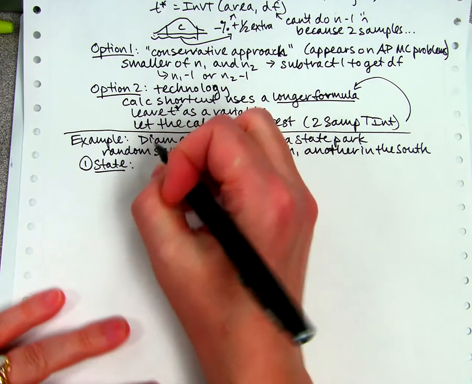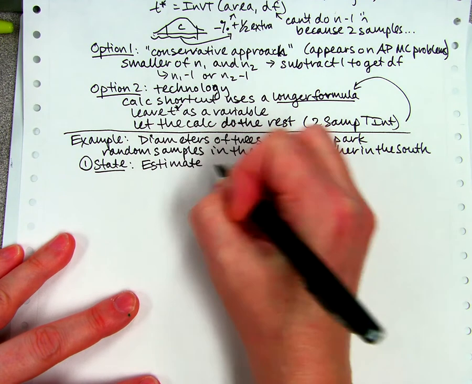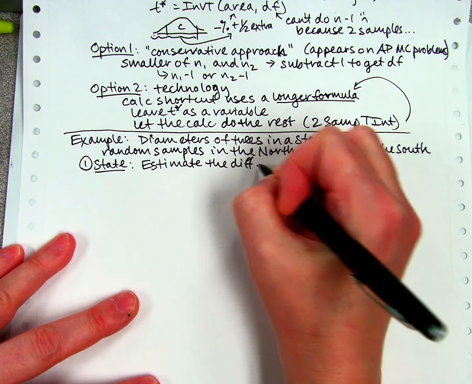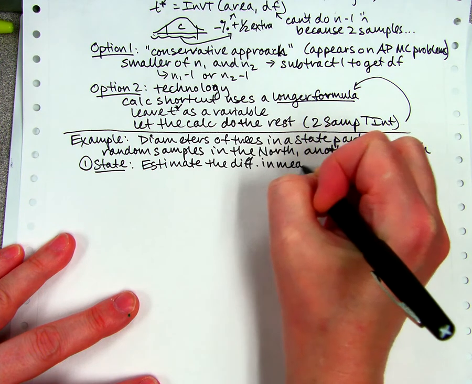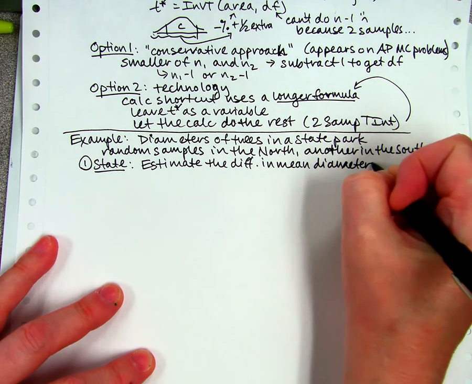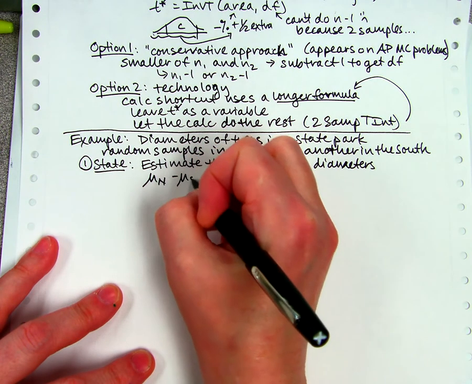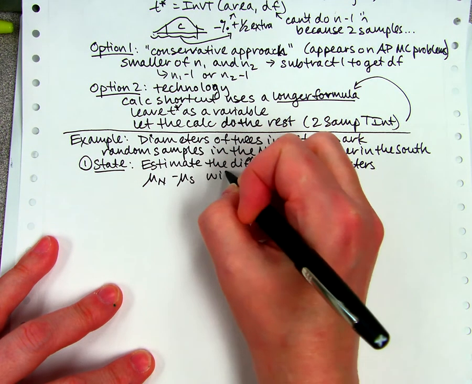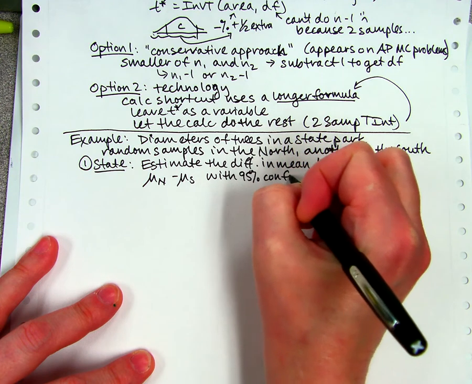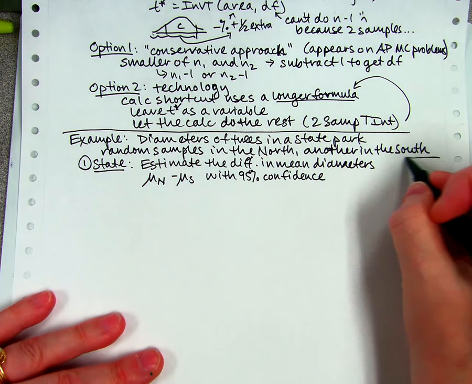So I'm going to estimate the difference in means, difference in the mean diameters. So I'm going to do mu north minus mu south with 95% confidence. And it just occurred to me that I didn't give you the actual data yet. So I could probably do that. I'm going to do that in a little box off to the side.